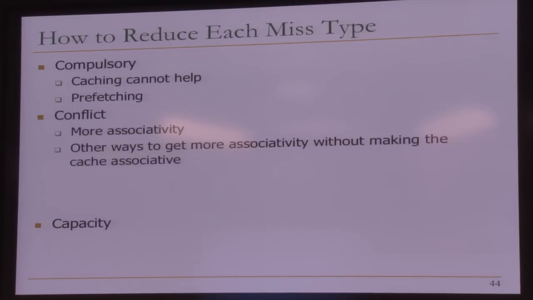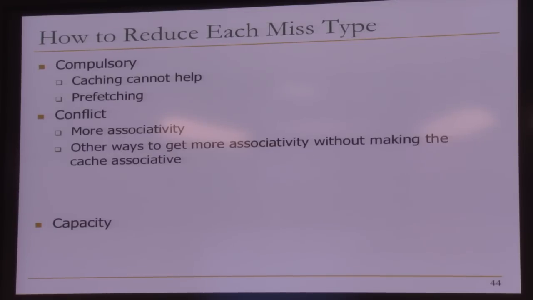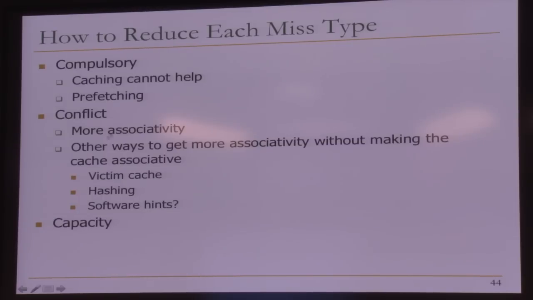Conflict misses, we've seen already, right? More associativity. Or maybe other ways to get more associativity without making the cache as associative. And we'll cover this. People have looked at this a lot. And one idea could be maybe you select your index bits in a smarter way, right? Maybe you try to randomize the index a little bit. Or maybe you add a separate cache, a victim cache, hashing. Or maybe you manage it better in software. So we'll cover this in the next lectures.